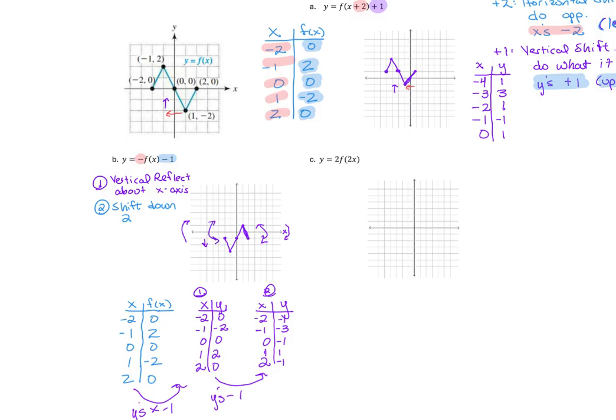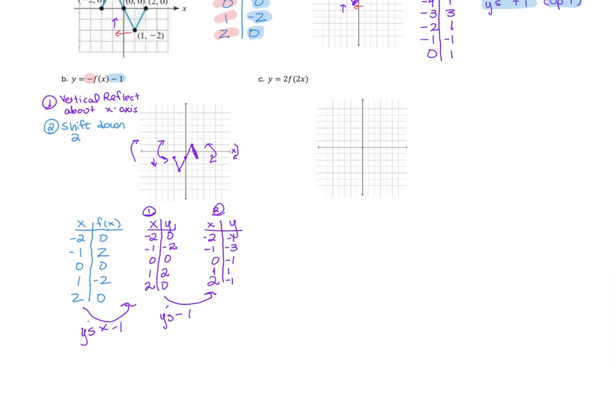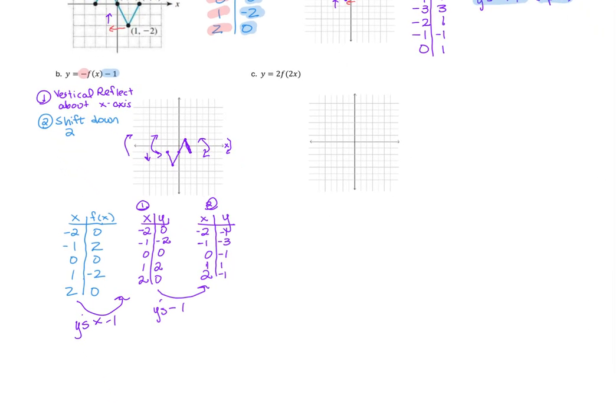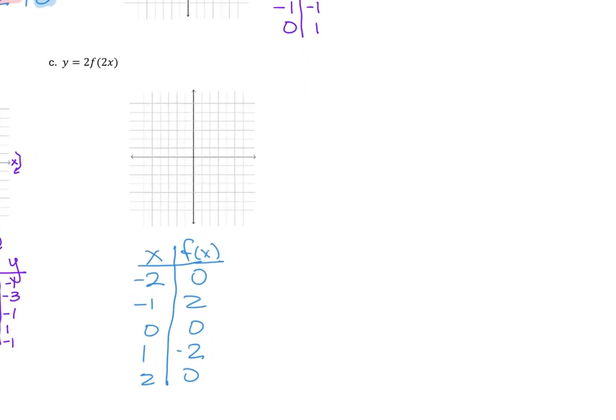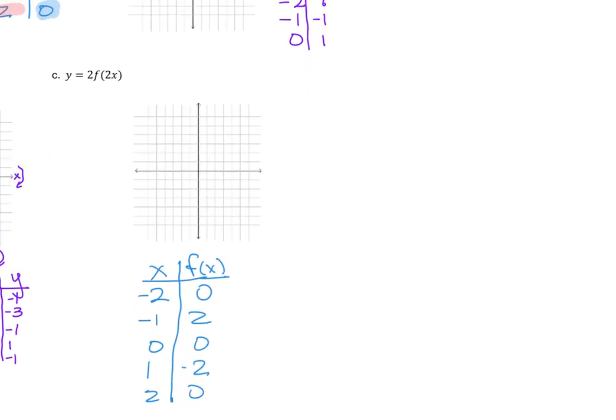All right, let's come to the last one. We have our original function again. We have x and f of x. We still have our original points. Now for this one, let's see what we got. Do we have any horizontal shifting? The answer is no. We don't have any addings or subtractings inside the function.